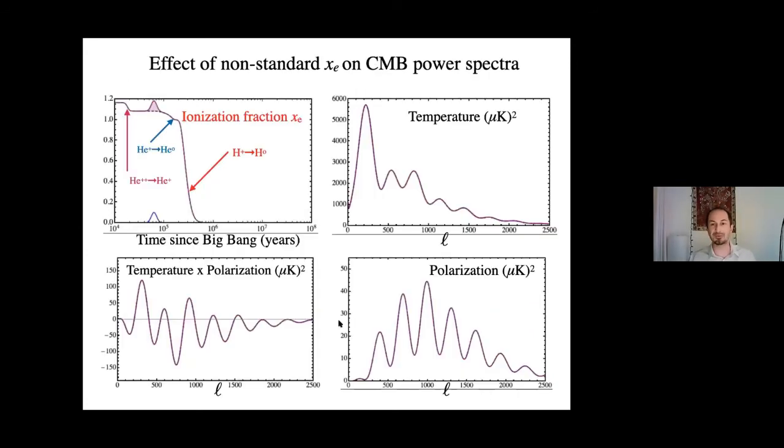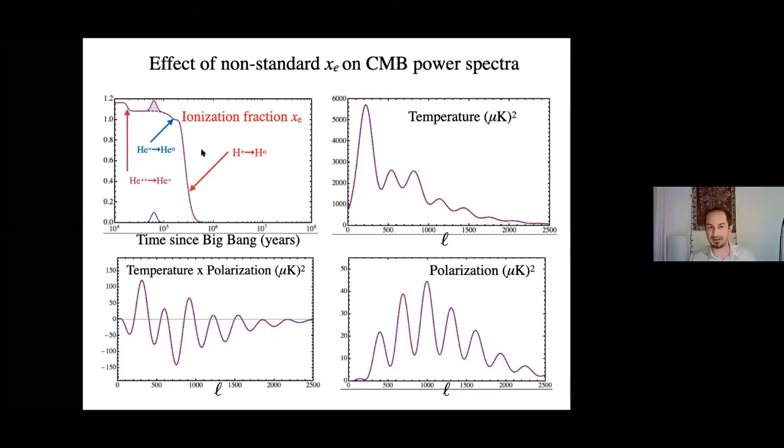So to illustrate visually what happens if you were to change recombination and add some non-standard recombination, what's the effect on CMB power spectra? Here I'm adding a bump in the recombination history, in the ionization fraction, of 10%. And what I'm going to do is move it forward in time, and you will see how this affects the CMB power spectra.